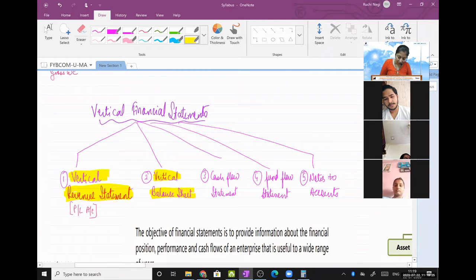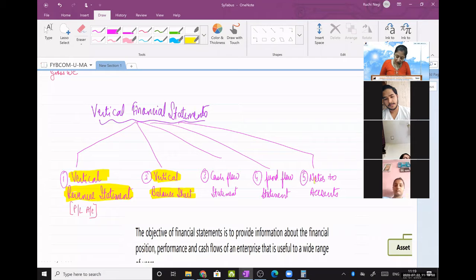Then it has the vertical balance sheet, that is the new type of balance sheet. Then it has cash flow statements. So no more cash account, bank account, cash book is required. Instead, we prepare a cash flow statement and fund flow statement. Again, it is also related to cash only, but not actual cash, outstanding cash, cash which is not received.